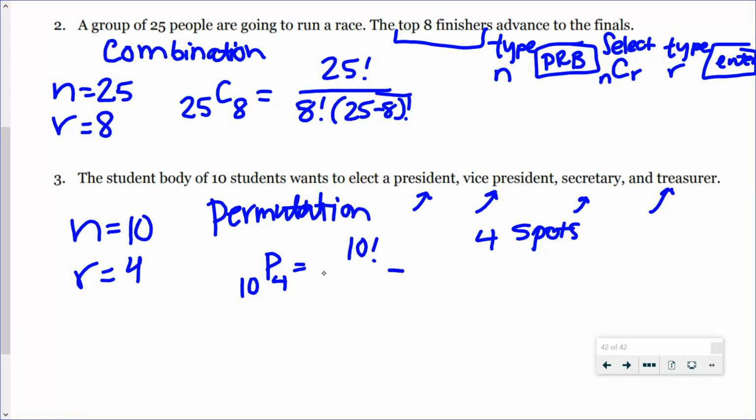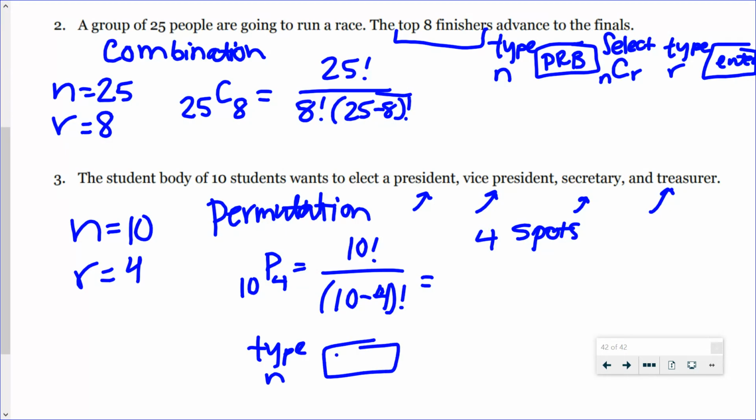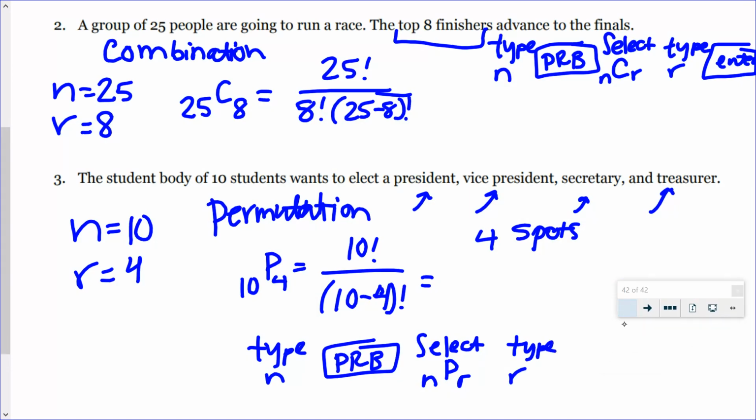And so I have 10P4, which is equal to 10 factorial over 10 minus 4 factorial. And then in my calculator, I'm going to follow a very similar set of steps. I'm going to type the n. I'm going to click my probability button. I'm going to select, this time, the permutation. I'm going to type my r, and I'm going to click enter, and it will give me my answer.